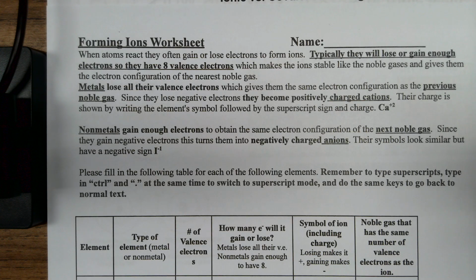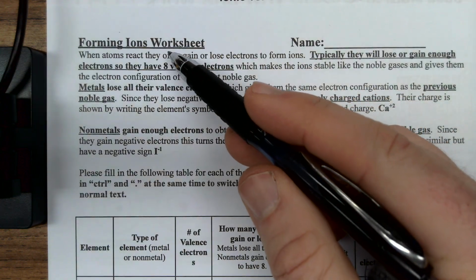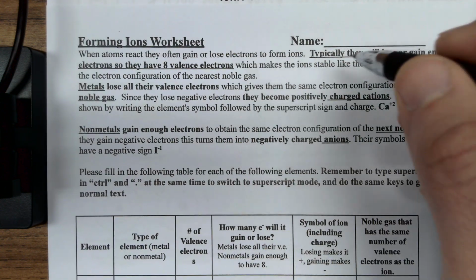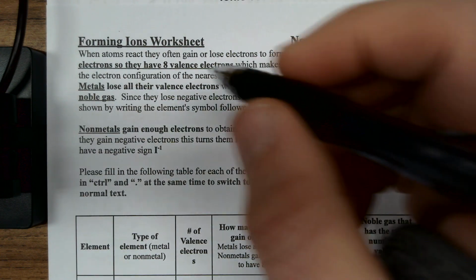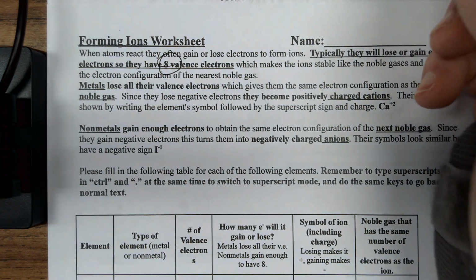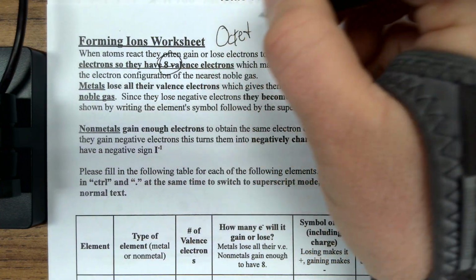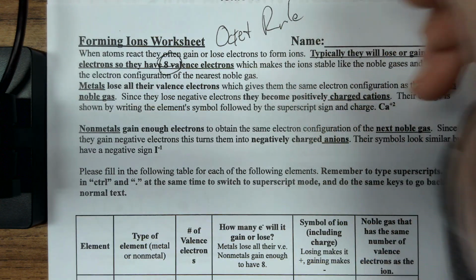Looking at the top here, forming ions worksheet. When atoms react, they often gain or lose electrons to form ions. Typically, they will lose or gain enough electrons so they have 8 valence electrons. Otherwise, we're just talking about the octet rule all over again. We're always aiming for 8.